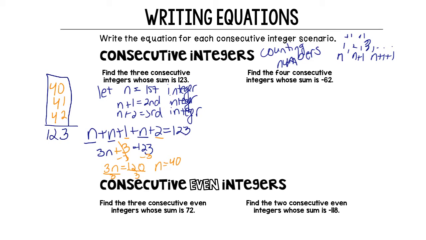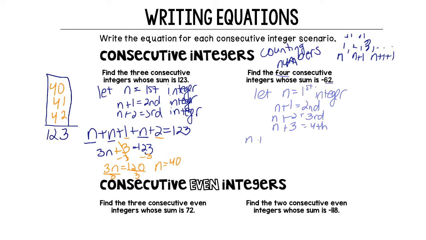Let's try another one. Now we want to know the first 4 consecutive integers whose sum is negative 62. So we already know that our first 3: n is the first integer, n plus 1 is the second, n plus 2 is the third. I bet you can guess what the fourth is. n plus 3 is the fourth integer.